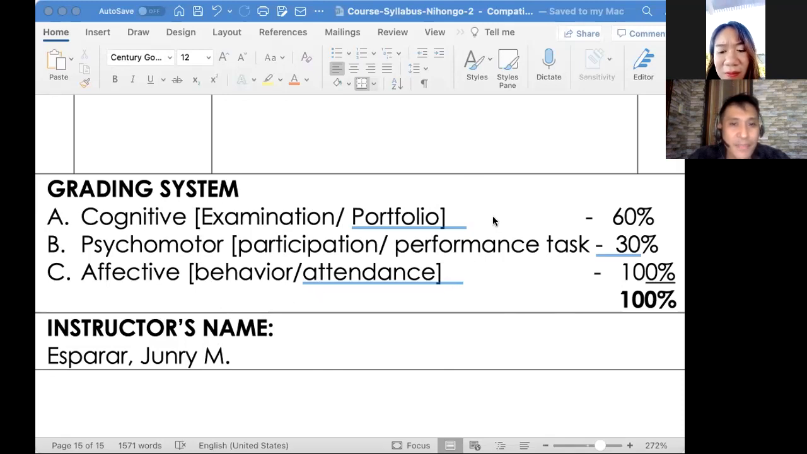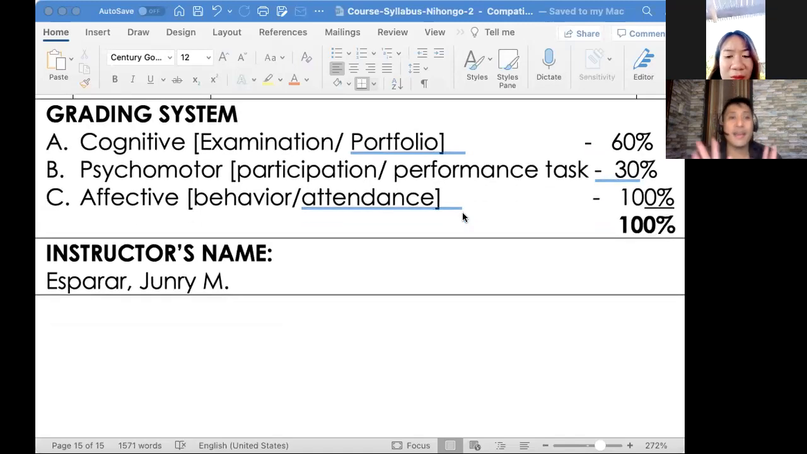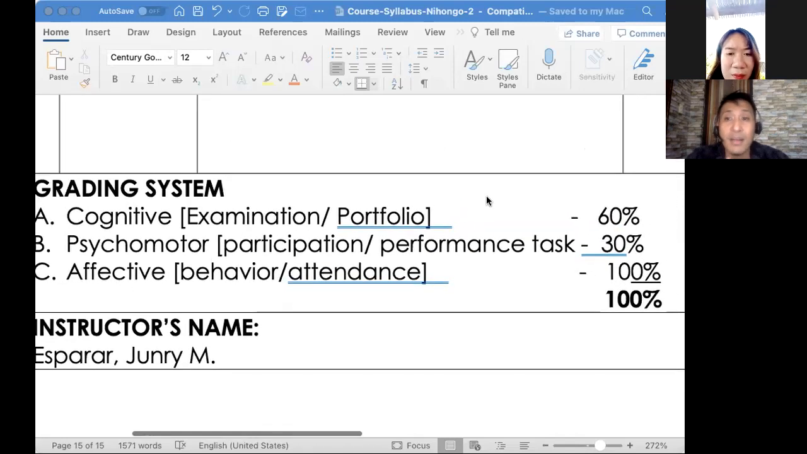So please, those of you who have not signed in the attendance sheet yet, please do so. This time I include this as part of the affective component of our grading system. But at least I can give extra points also to those who take really extra effort just to be able to join this class.